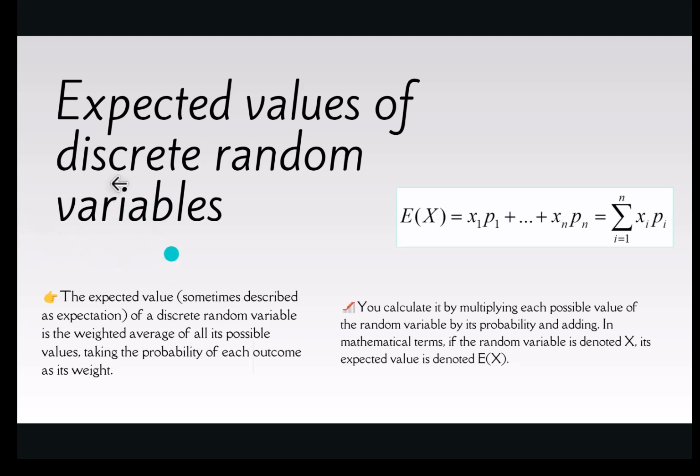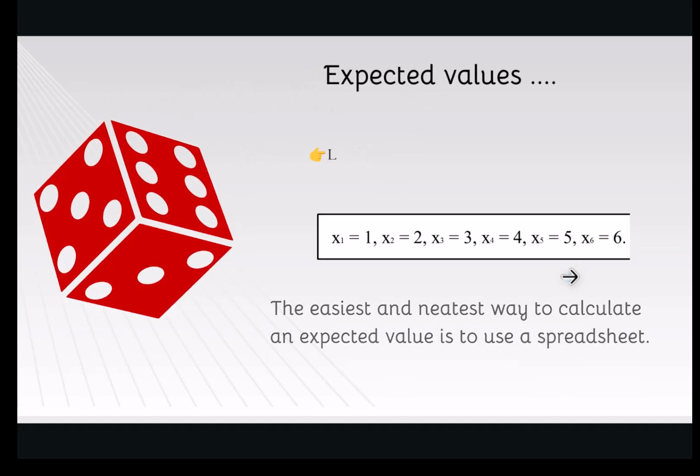For a discrete random variable, the expected value is calculated by summing the product of the values of the random variable and their associated probabilities, taken over all the values of the random variable. It is symbolized in this way, and we can easily calculate it in this way. We'll have an example related to this one.